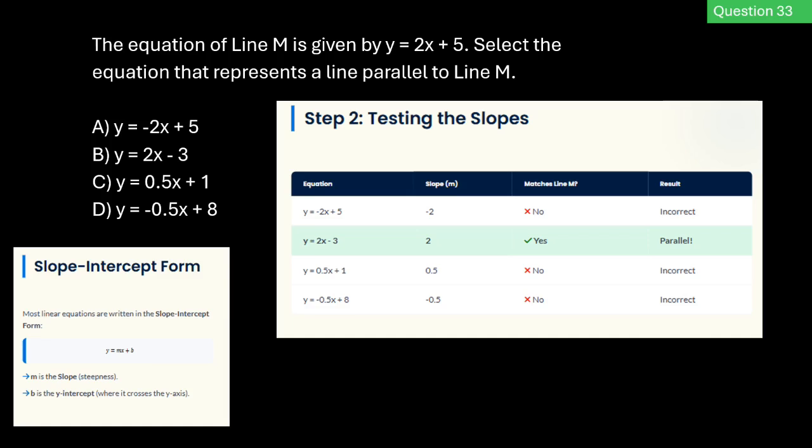Now that leaves us with option B. y is equal to 2x minus 3. Here, the slope is exactly 2, matching line M perfectly, while its y-intercept drops down to negative 3.